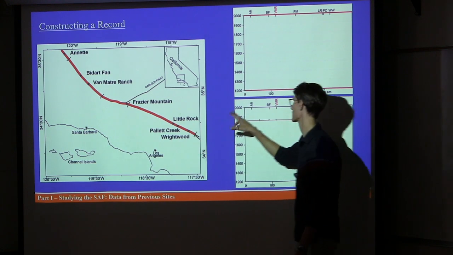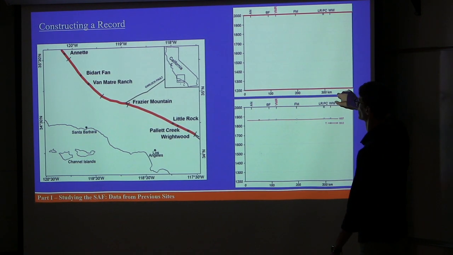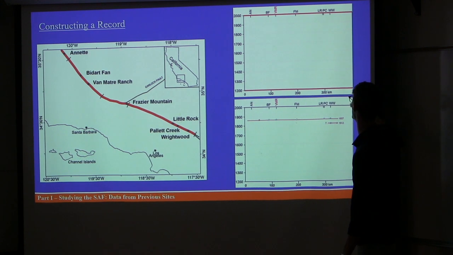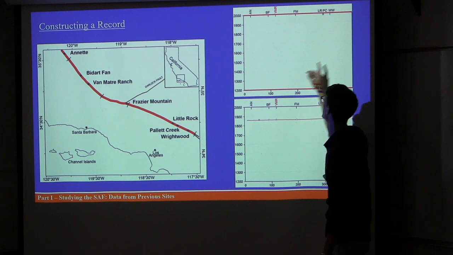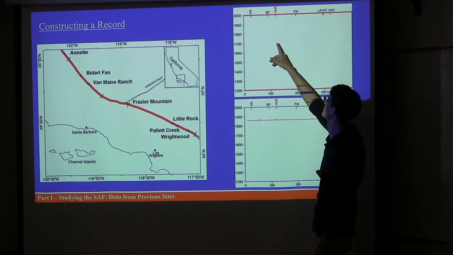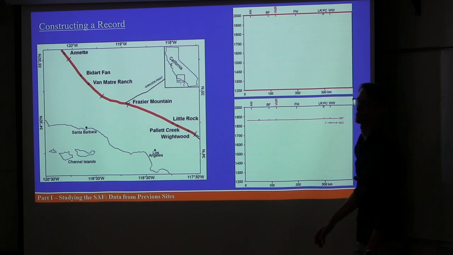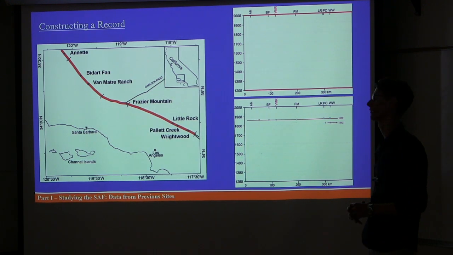This red line is represented on the x-axis of this plot by a 0 to 300 kilometer length line, with this being the south near Wrightwood, Pallet Creek, and Little Rock, down here, going north through Fraser Mountain, Van Matre Ranch, which is where our site is, Bedart Fan, and north to Annette, which is a paleoseismic site that's currently being worked on by Alana Williams at ASU.